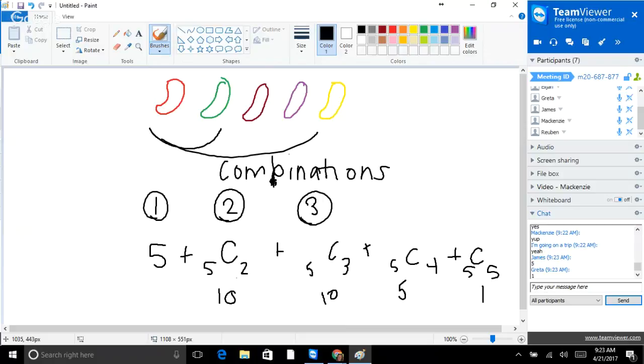So if we add these together, 10, 20, 30, 31 flavor combinations with our 5 jelly beans. Some of them are going to be pretty disgusting, right? Some of them might taste delicious. I don't really know.